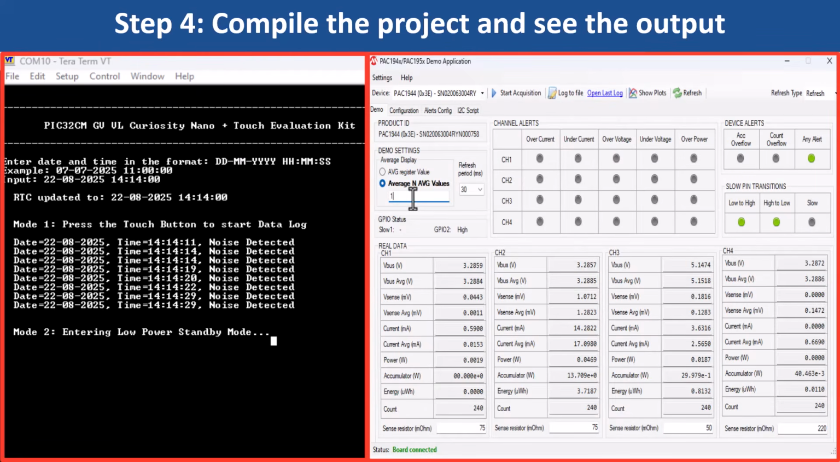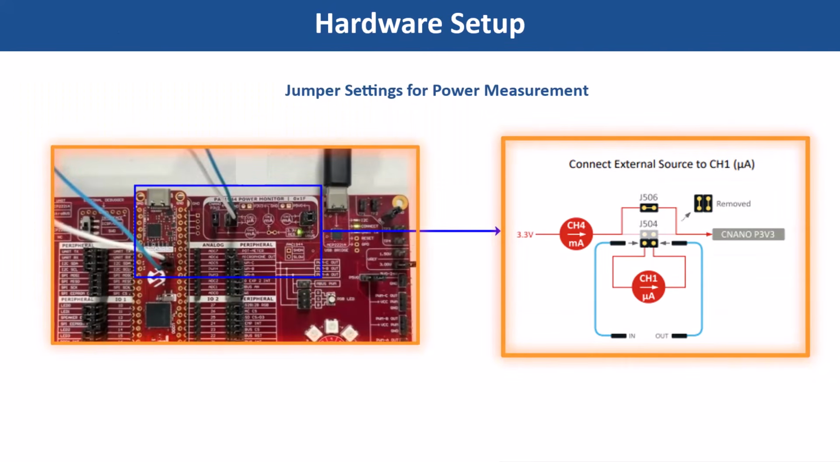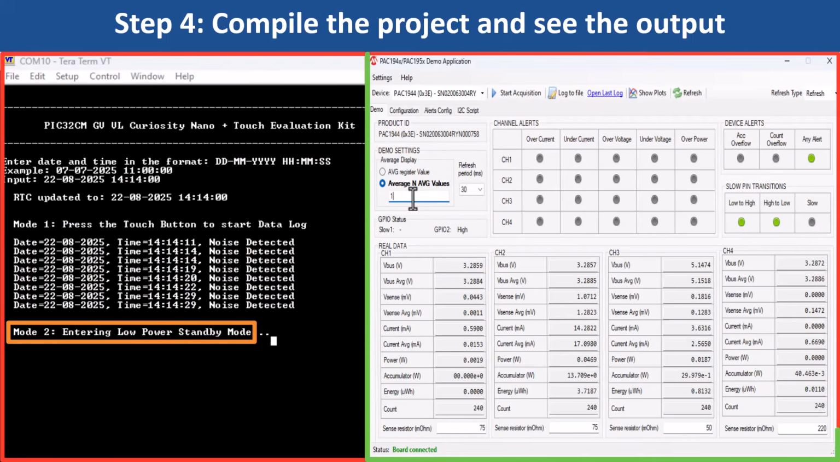To observe this power efficiency in action, you can connect the system to the PIC1944 power monitor through the CH1 channel on the Explorer board. Ensure that the following jumper settings are performed for power measurement. Open the PIC194X demo app on your PC. Ensure that the board is connected and set the average sample value to 20. Start acquisition and observe the current average in milliamperes. During standby mode, you will notice that the current consumption is as low as microamperes, showing the low power strengths of the PIC32CM GV microcontroller.